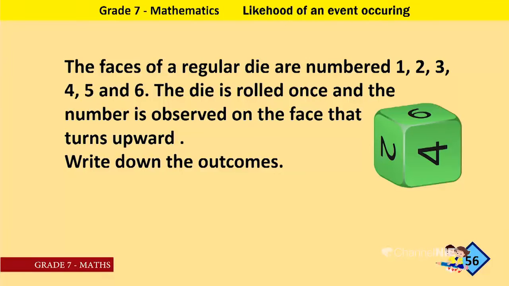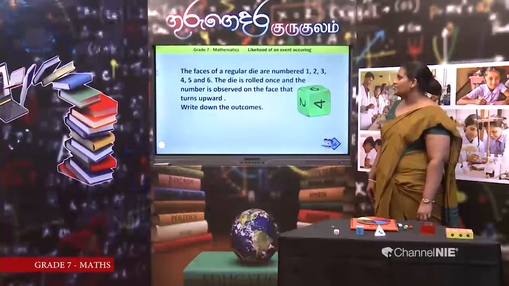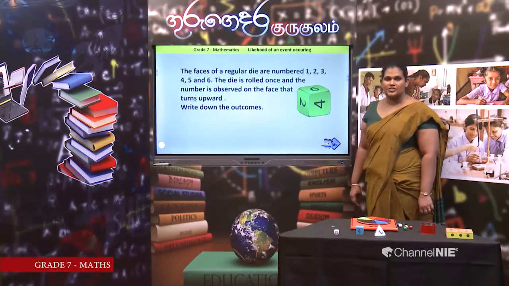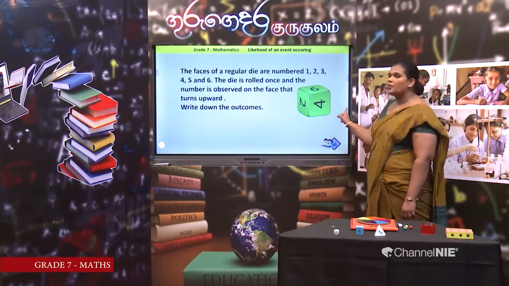The faces of a regular die are numbered 1, 2, 3, 4, 5 and 6. The die is rolled once and the number is observed on the face that turns up. Write down the outcomes. Right. Now, here we have got a die. Once again, it is numbered from 1 to 6. So, we need to know what the outcomes of these experiments are.